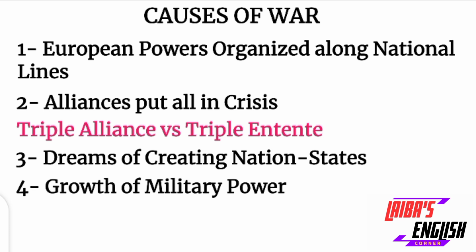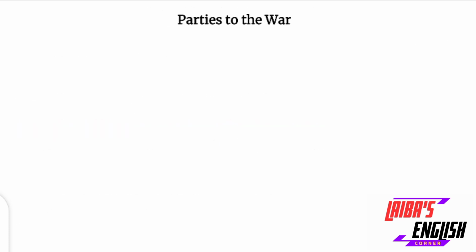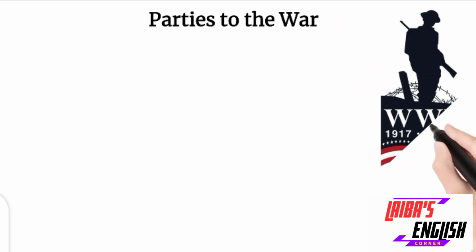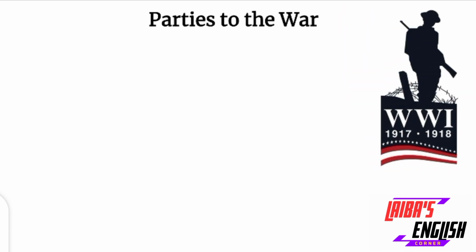Number three, dreams of creating nation states. The growth of nationalism in the 19th century had yet another serious result. Not all ethnic groups became one, so they wanted to become one nation. Assassination was another major reason, and the growth of military power was always a concerning reason for different countries.